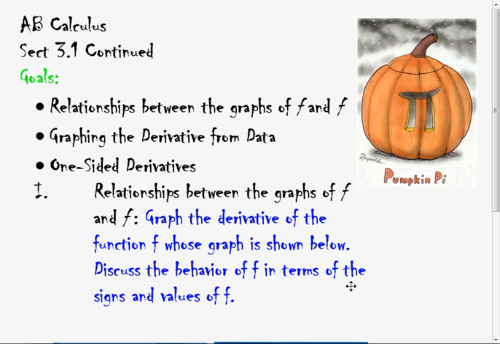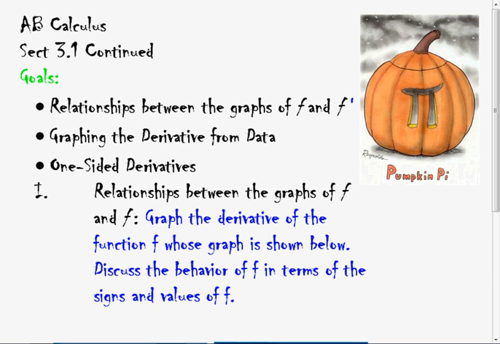We're going to look at the relationships between the graphs of a function and the derivative. Should be an f prime here. Maybe my pumpkin's in the way. No. Pumpkin pie. We're going to graph the function given the derivative.